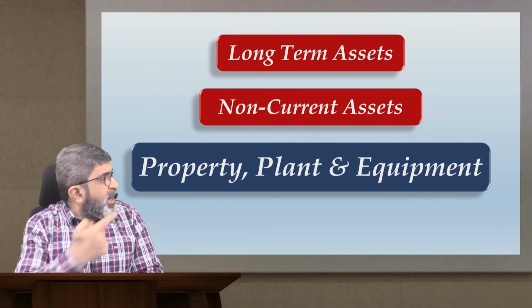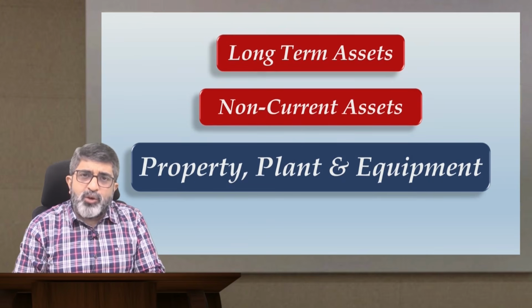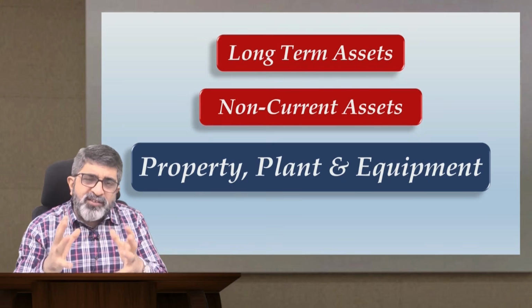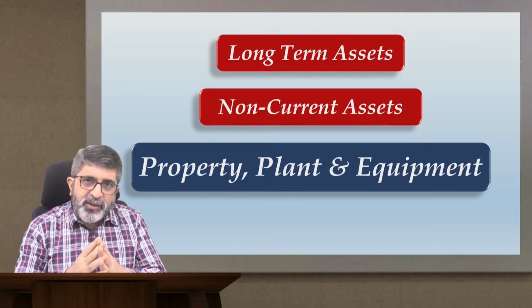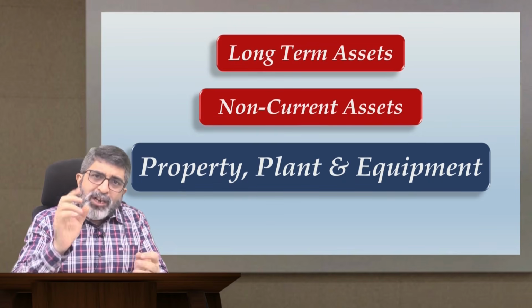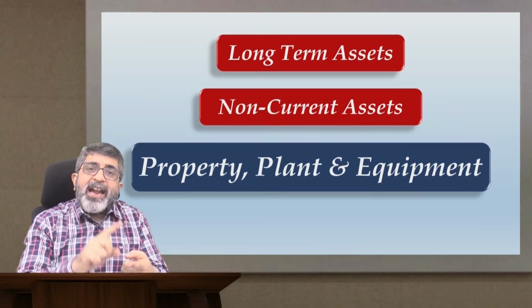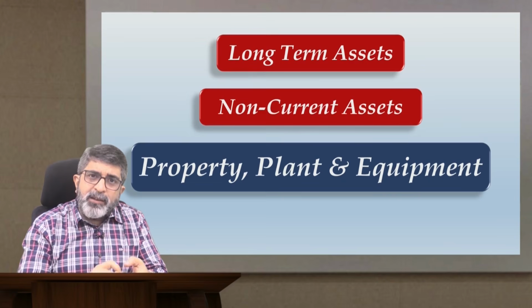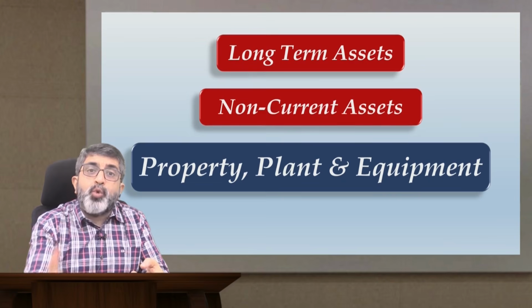So let us begin our discussion with the first category of long-term assets titled as property, plant and equipment. I would want you to write this title in your notebooks and first try to understand what are property, plant and equipment. So property, plant and equipment are first of all tangible items and they are held by the entity with an intention to use.